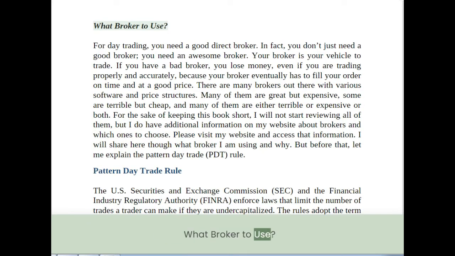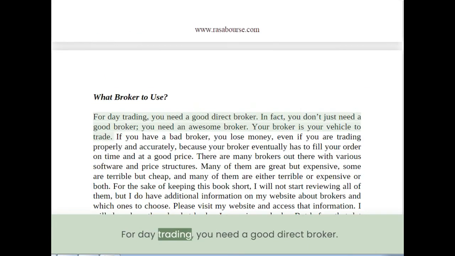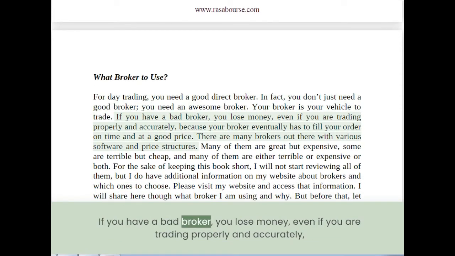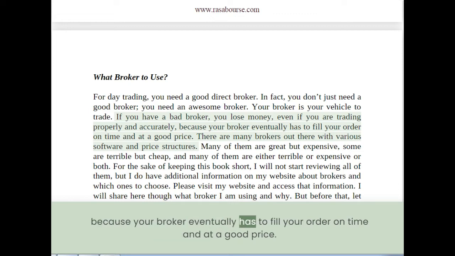What broker to use? For day trading, you need a good direct broker. In fact, you don't just need a good broker. You need an awesome broker. Your broker is your vehicle to trade. If you have a bad broker, you lose money, even if you are trading properly and accurately, because your broker eventually has to fill your order on time and at a good price.